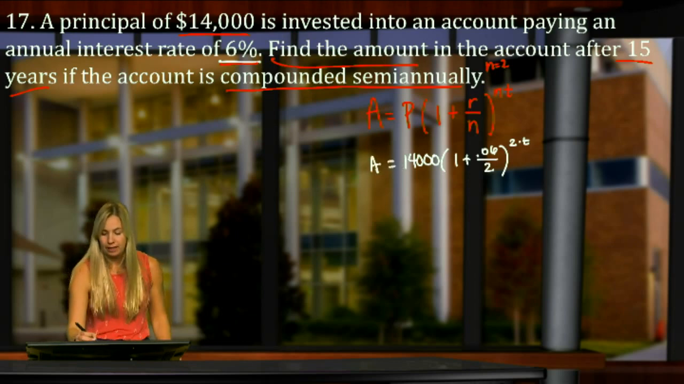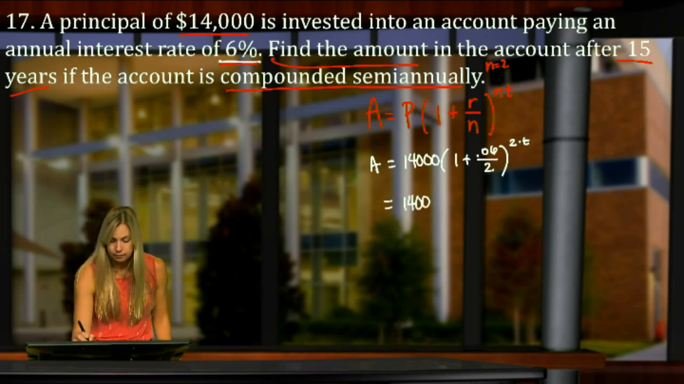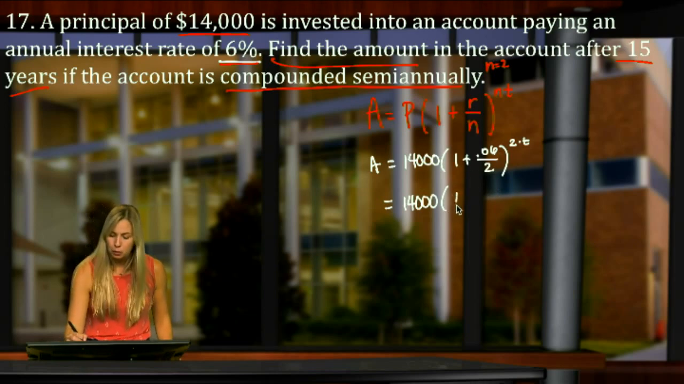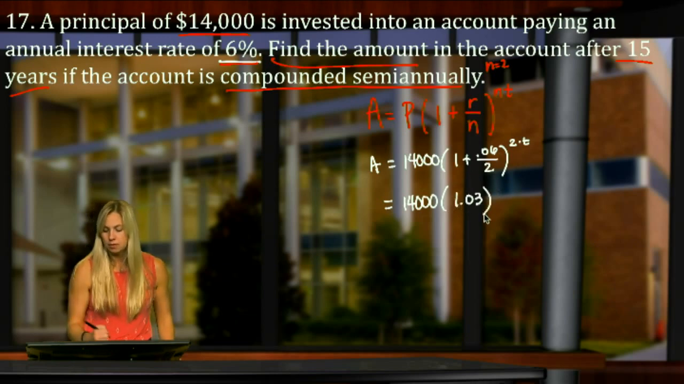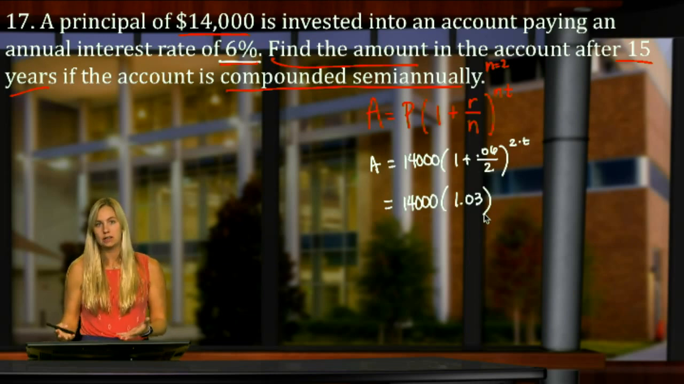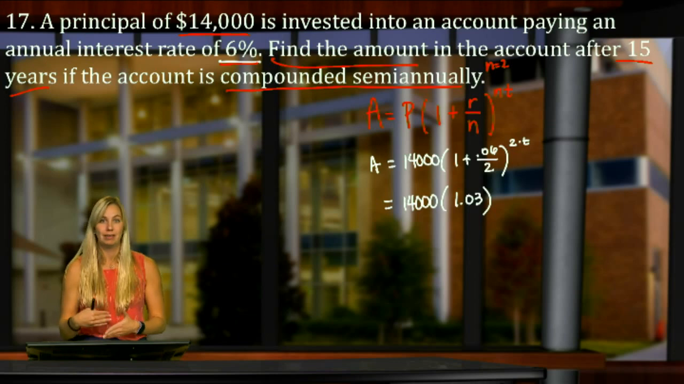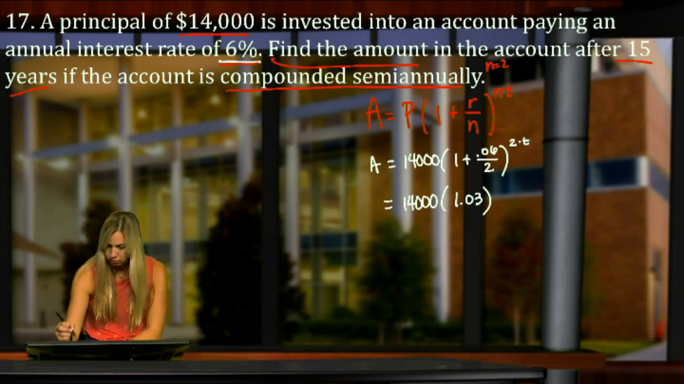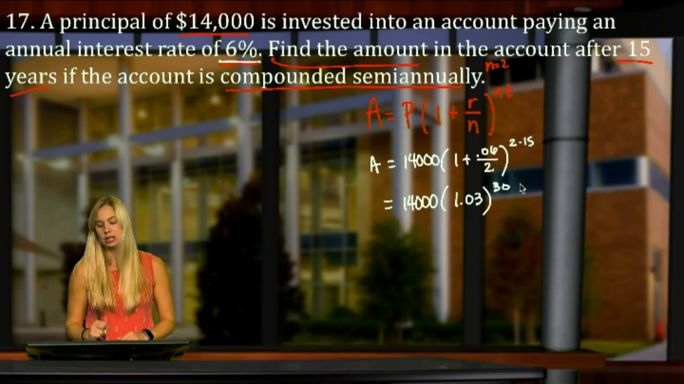We can simplify this a little bit before we type it into our calculator. 1 plus 0.06 over 2. This is going to be 1.03. Now, if you can't do this in your head, that's okay. But remember, order of operations, we need to simplify inside the parentheses first. And I did not do this earlier. t is 15. 2 times 15 is 30.